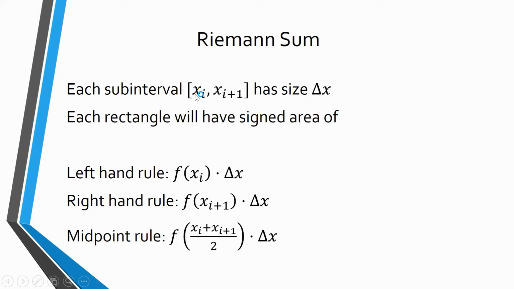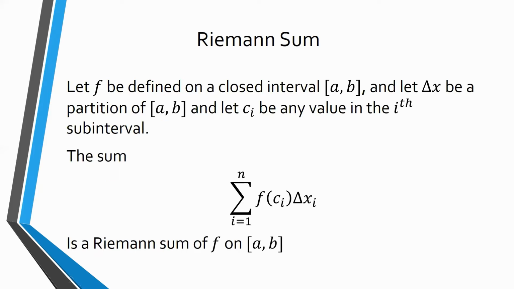Remember, our subinterval that I'm dealing with is x sub i comma x sub i plus 1. Therefore, the left-hand value in that rule is xi, and the right-hand value is xi plus 1. To get a midpoint, you add these two things up and divide by 2. This is the definition of the Riemann sum.